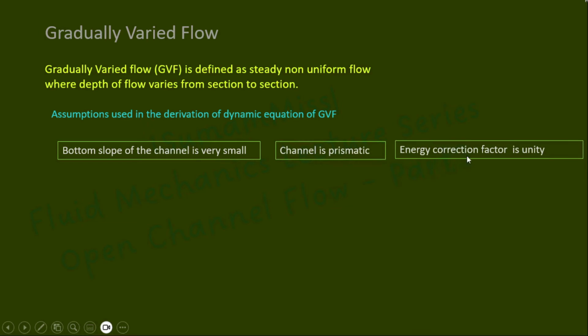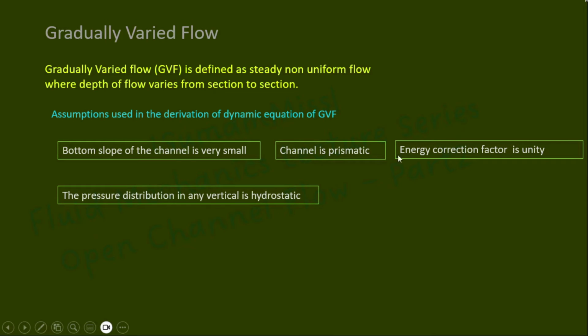Then the energy correction factor is unity. So within this condition, we can say that the pressure distribution in any vertical is hydrostatic, because for a small sloped prismatic channel without turbulence, the streamlines are straight and parallel. So in that case, the pressure distribution in any vertical is hydrostatic.